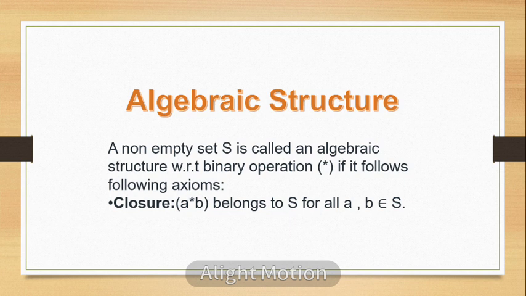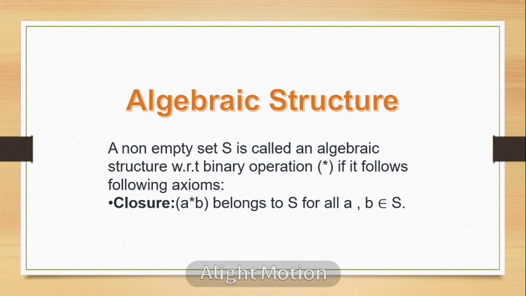So the definition says a non-empty set S is called an algebraic structure with respect to a binary operation star if it follows the following axioms. Closure: A star B belongs to S for all A and B belonging to S. What it means is, if we have two numbers A and B which belong to S and we apply star on them, then the resulting number will also belong to S.